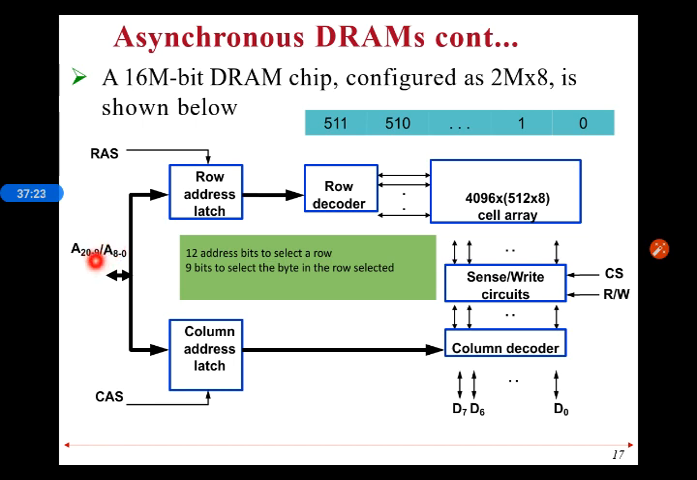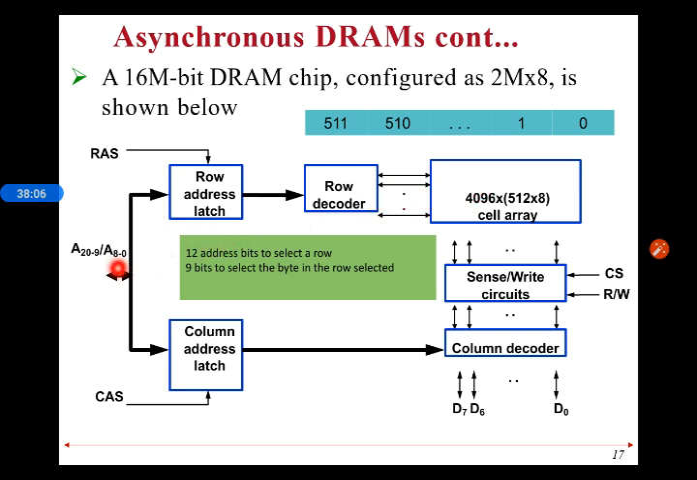We divide these 21 address lines into two: the first part to select the row, and the next part to select the column. If you want to access 4096, how many bits do we need? 4096 is 4 into 1024, which is 2 raised to 2 into 2 raised to 10. So we need A9 to A20, and they are used to select the row.